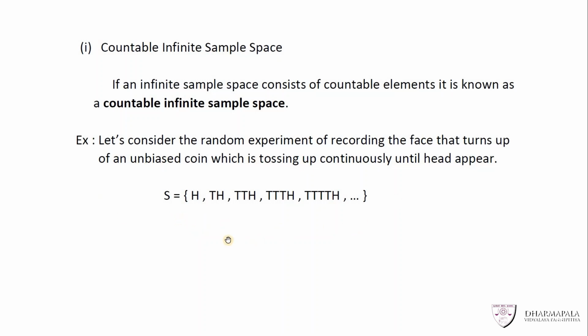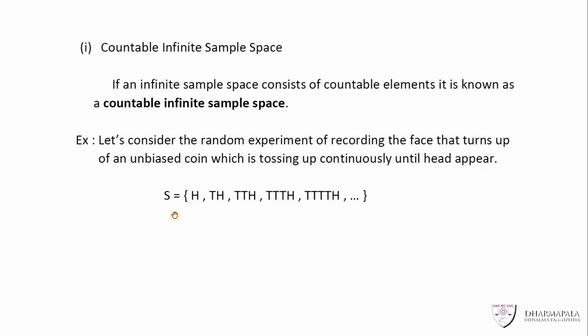This is the way to represent the sample space. We can get the head in the first try. Here we can get the tail in the first try, but we can get the head in the second one. So we are going to stop there. Like that, here in the first two tries we are getting the tail, but in the third one we are going to get the head. Likewise, you can see this is going to continue. So the number of elements here is infinite, but we can count the number of elements.